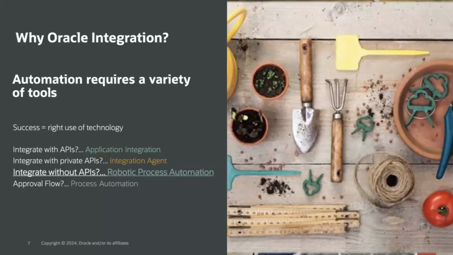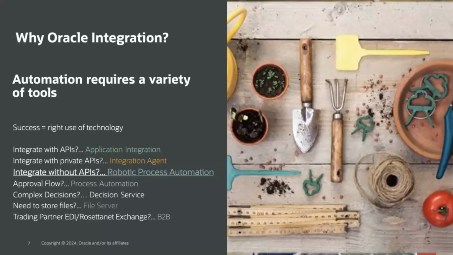If you need to build approval flows, use process automation. If you have complex decisions, use decision service. If you need to store files while you're doing all this, use the file server that comes with OIC. If you need to exchange B2B documents, use the B2B engine. It's inside OIC. Then at the end of all this, you say, "Oh, I want some sort of UI." We have Visual Builder packaged in. So, going back to this point, automation requires a variety of tools, and that's why we've handpicked and included all these tools inside the integration service.